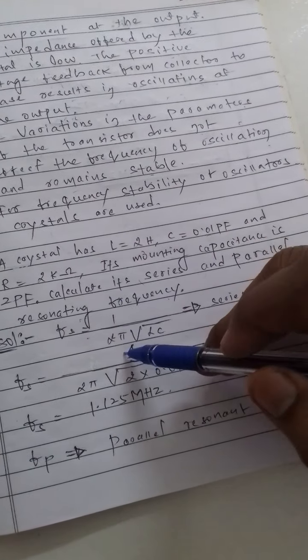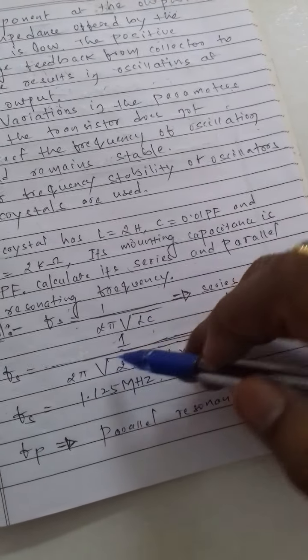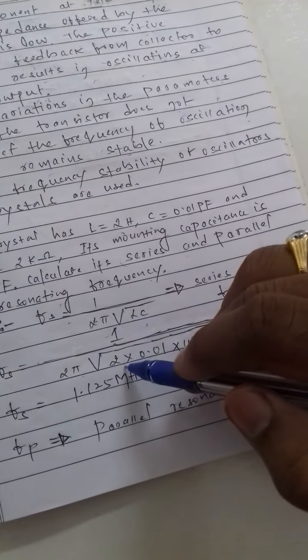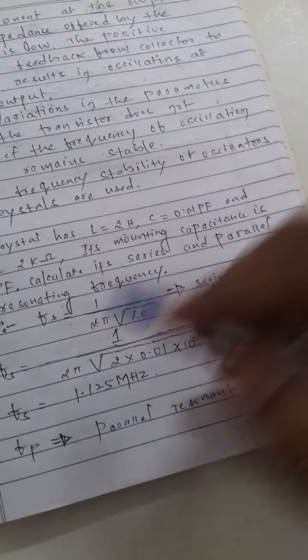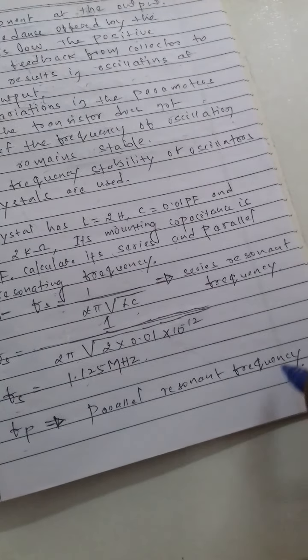Fs is equal to 1 upon 2 pi square root of LC, the series resonant frequency. Fs is equal to 1 upon 2 pi square root of 2 into 0.01 into 10 raised to minus 12. Fs is equal to 1.125 megahertz. Fp is the parallel resonant frequency.